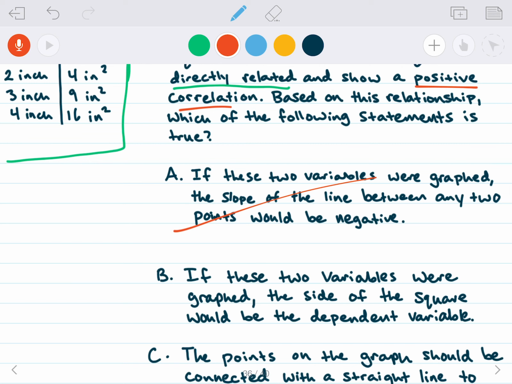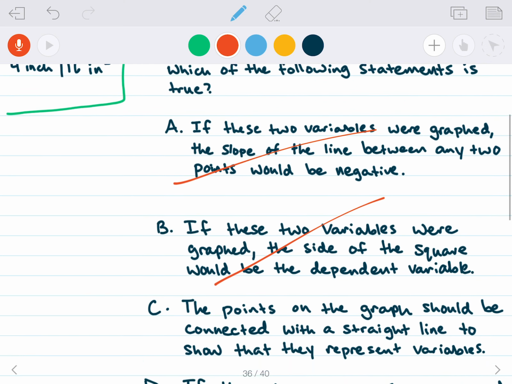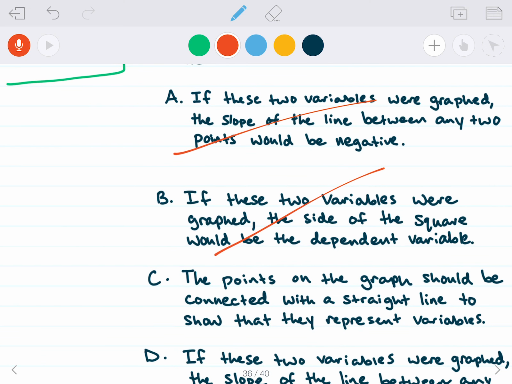Choice B, if these two variables were graphed, the side of the square would be the dependent variable. Well, does the side depend on the area or the other way around? I would think that the area depends on the side length, so that's not it either. The points on the graph should be connected with a straight line to show that they represent variables.